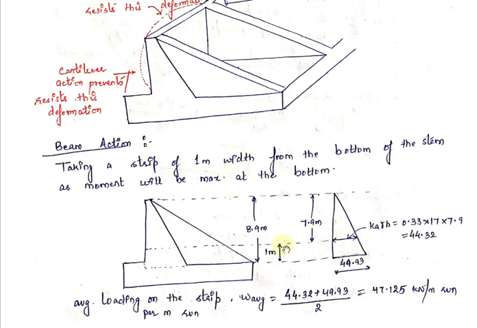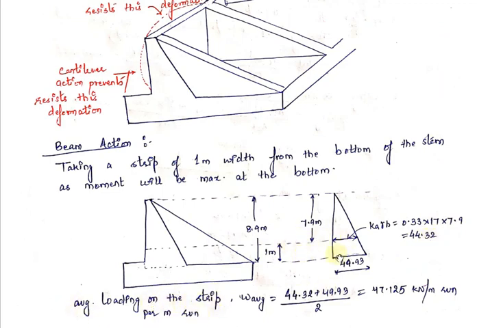So if this is 1 meter, this will be 7.9 meter, and hence the value of pressure at this level will be Ka into gamma h, that is 0.33 into 17 into 7.9, which will give you 44.32 kilonewton per meter. Therefore, average loading on the strip.